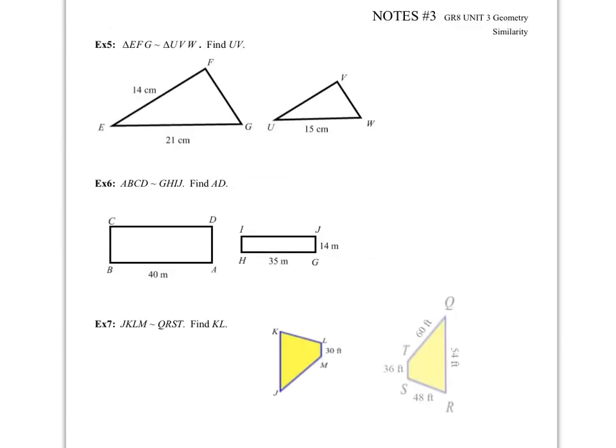On examples 5, 6, and 7, you're told that each of these sets of figures are similar. So that means you're going to use a proportion to solve for the missing side. For each problem, set up a proportion, show your work, solve for your missing side, pause your video, press play when you're ready to check your answers.